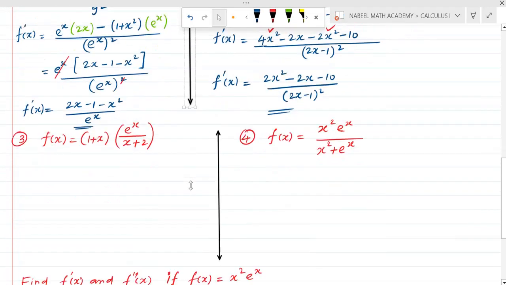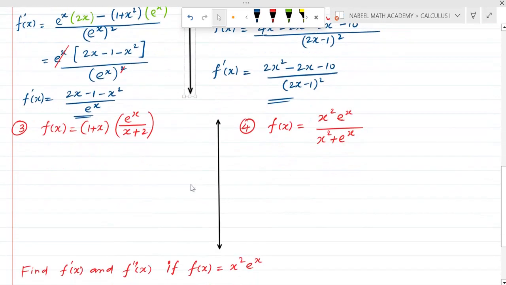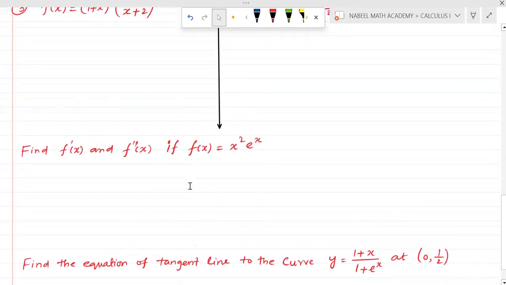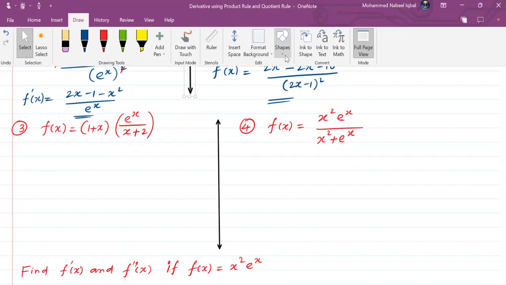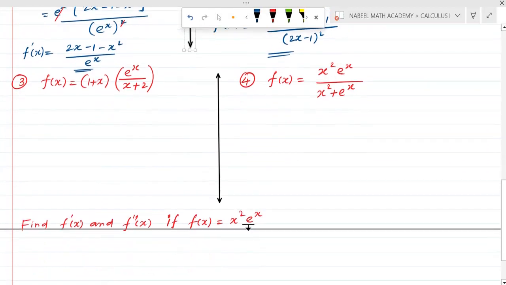Then we will have the remaining thing. See here, in this problem, we will have a product rule as well as the quotient rule. So you have to use both rules in one step.